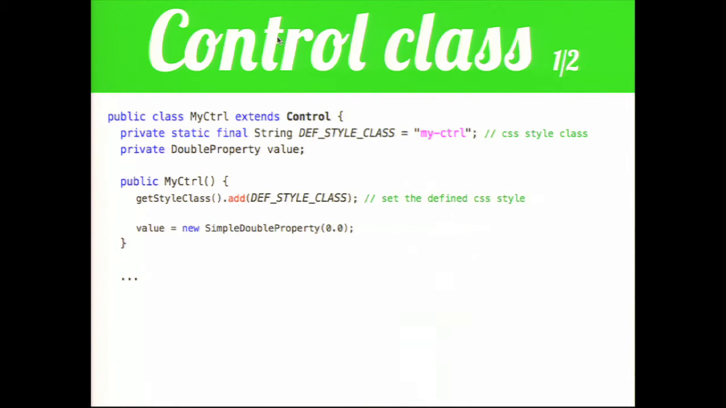You extend it from control, you create some property, in this case it's value, and then you see something like define style class. So this is the CSS style class that will be used to style your control. And here you add this style class to the control itself. So what this means, I will come to that later.